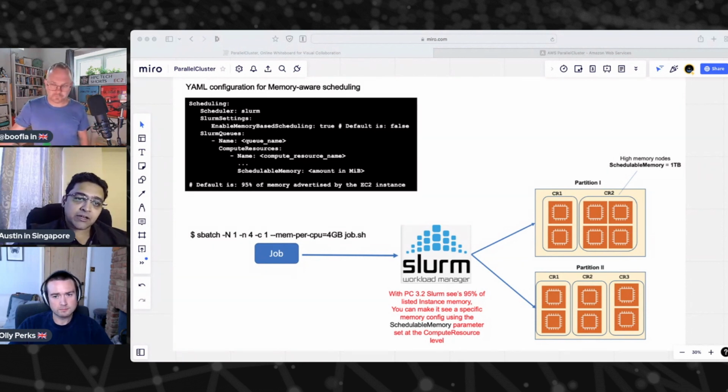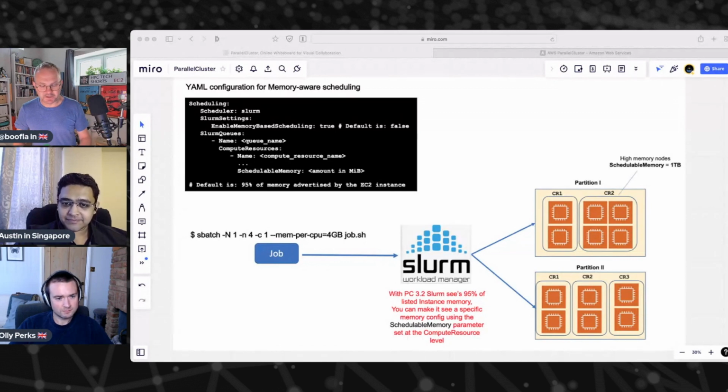And what this would then allow you to do is, let's say you have an instance of 1 terabyte of memory, and if you apply the 95% default on that, you end up wasting hundreds of GBs of memory, basically. And so specifying it in this manner allows you to actually consume most of it. So these are a couple of big step changes in ParallelCluster 3.2.